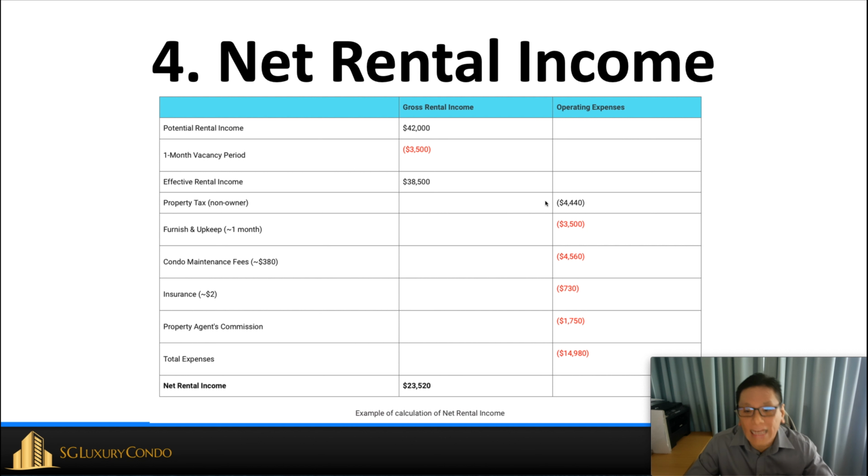So these are all the expenses that my client may face. For example, property tax. You can look at maybe furnishing and upkeeping. And maybe you have to pay your condo maintenance. You may want to pay insurance. When you rent out a property, definitely you need to pay some agent commission. So all these expenses will add up to 14,000, and you can minus it off to find your total rental income.